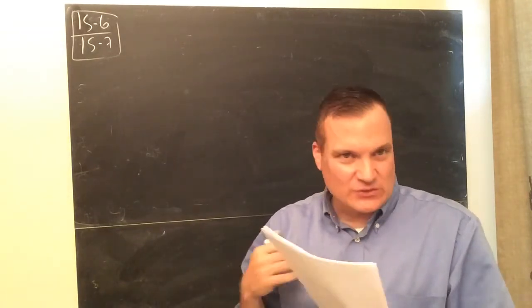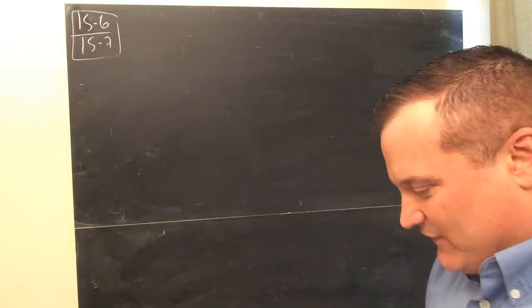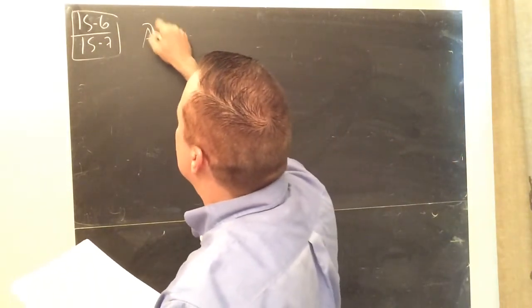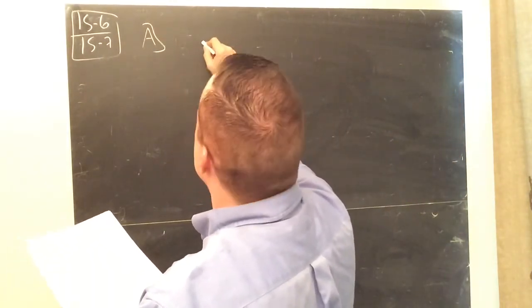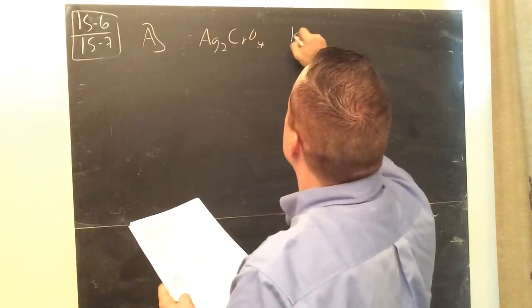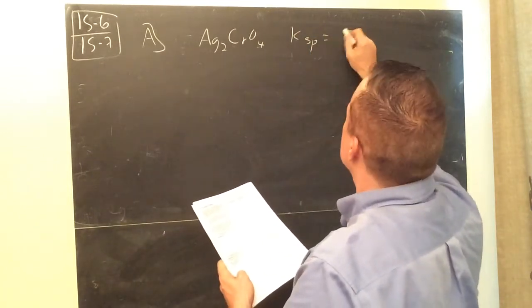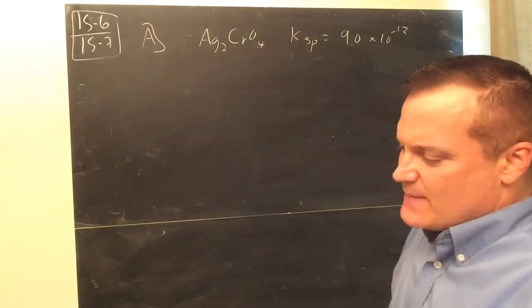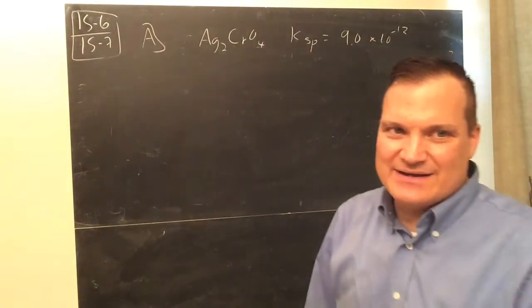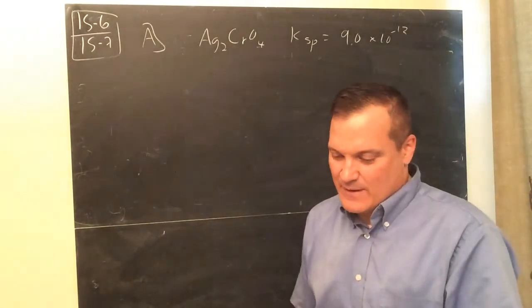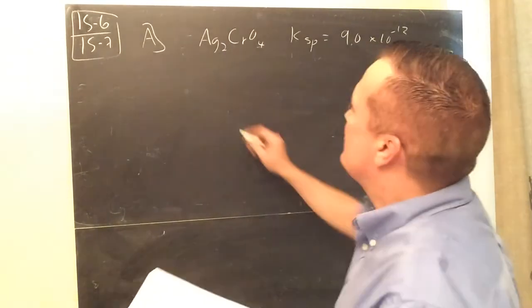So I'm just going to read the problem off to you. Part A is just a definition, so I'm not going to do A, but A says, for silver chromate, the Ksp equals 9.0 times 10 to the negative 12, and find the solubility in water. Well, we could do that. You just do the ICE box, you find X. That's easy. I'm not going to do that one. I'll do part 2.